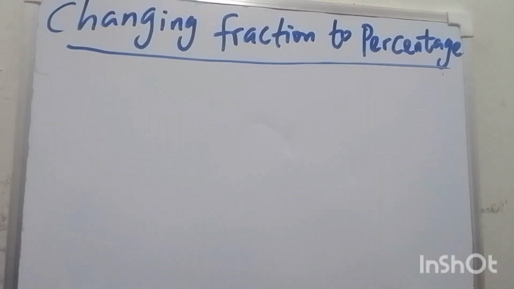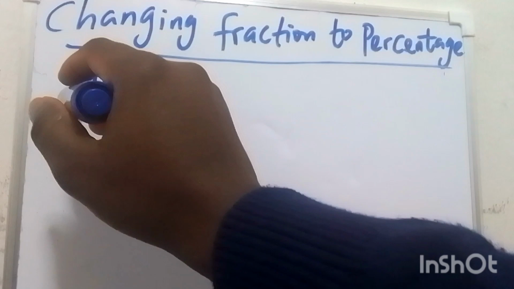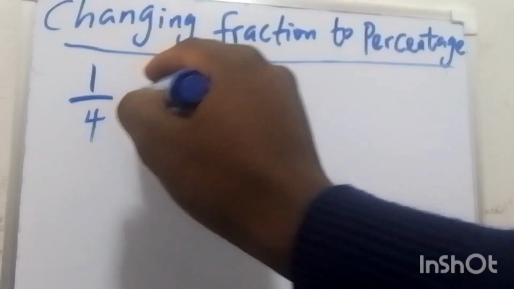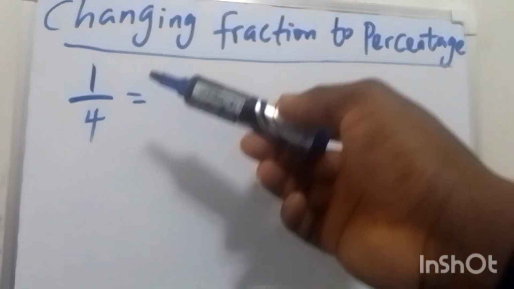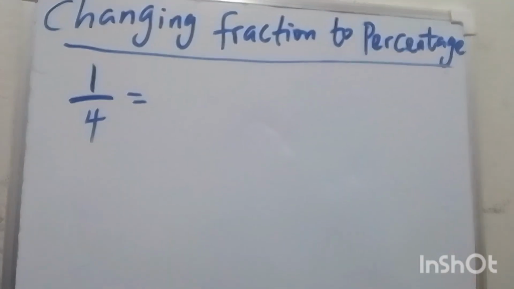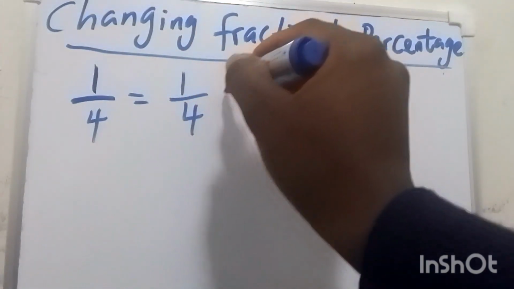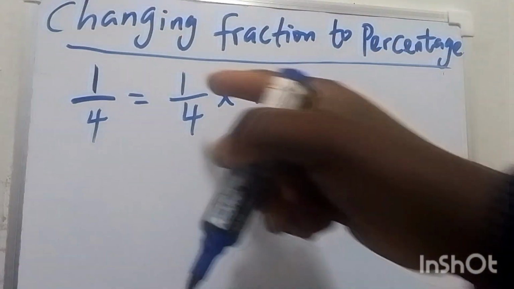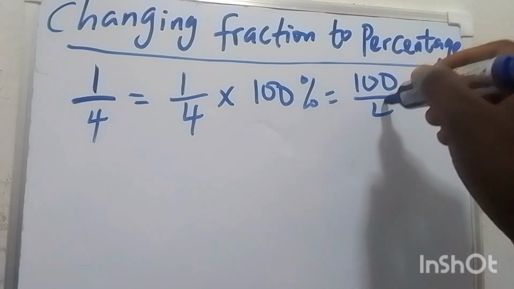Okay, we want to look at changing fraction to percentage. So we are going to take some examples. Let's take maybe 1 over 4. This is an example of a fraction, and this kind of fraction is called a proper fraction. So to change it to percentage, we simply say 1 over 4 multiplied by 100%. And 1 multiplied by 100 gives us 100 divided by 4.